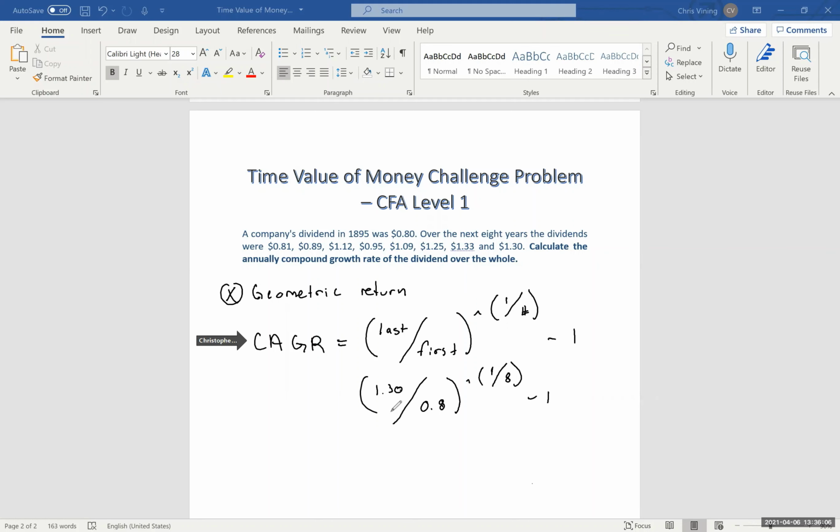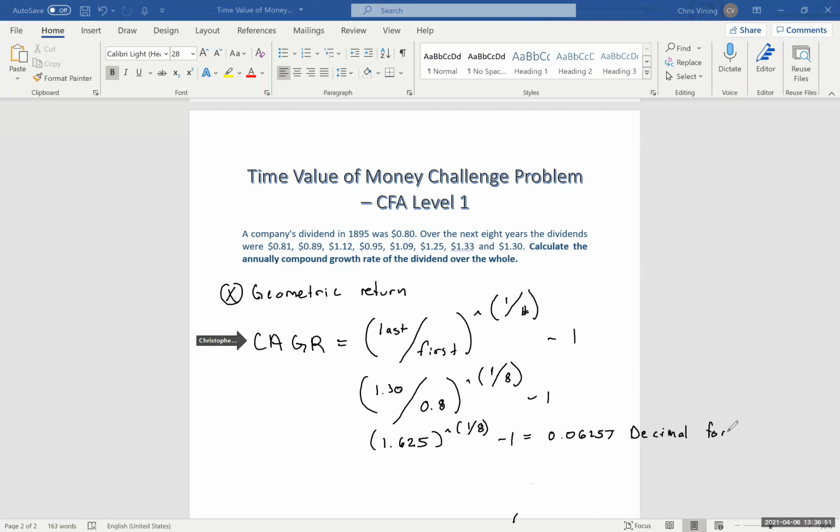So we're going to punch it in our calculator, but we're first going to take a look and estimate what we think it should be, which is always a good habit. And then use your calculator to double check yourself. So 1.625, we're going to raise that to 1 over 8 and subtract 1. What you should get when you do this is 0.0625.7. So obviously this is in decimal form.